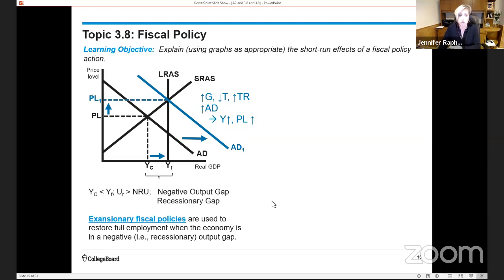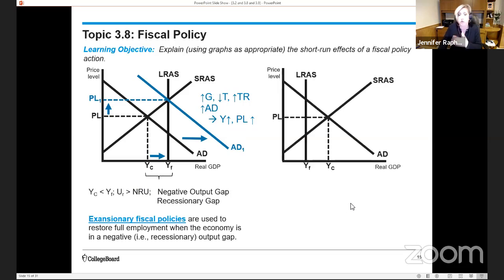Now let's see if we can do it with contractionary policy. So here we've got an inflationary gap, and we know it's an inflationary gap because full employment levels of output are below current levels of output. So when we compare those two, we see our inflationary gap. Current output is greater than potential output, which means the unemployment rate is less than the natural rate of unemployment. Those conditions create an inflationary gap.